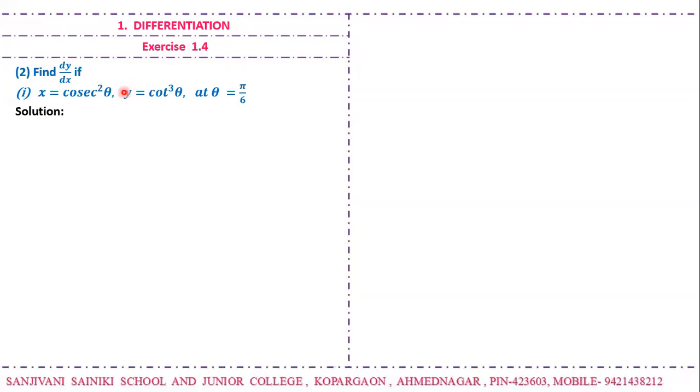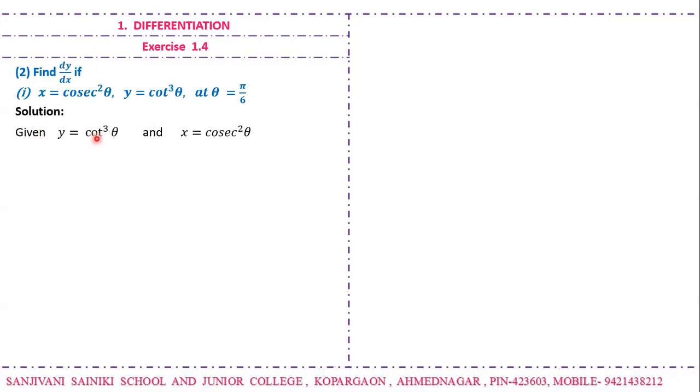Exercise 1.4, and the chapter is differentiation. This is our second lecture on this exercise 1.4. The example is: find dy by dx if x is equal to cosec square theta, y is equal to cot cube theta. We have to find the derivative at theta is equal to pi by 6.